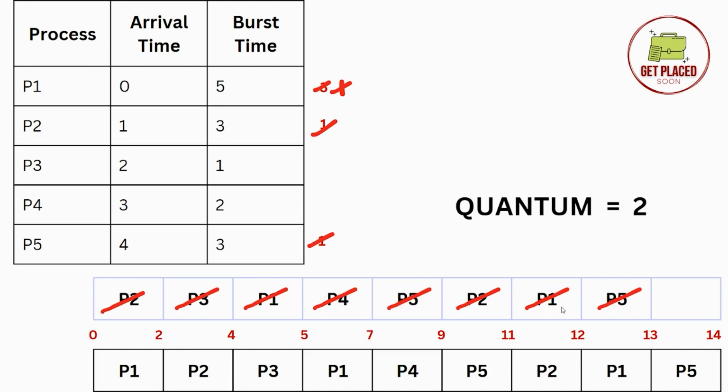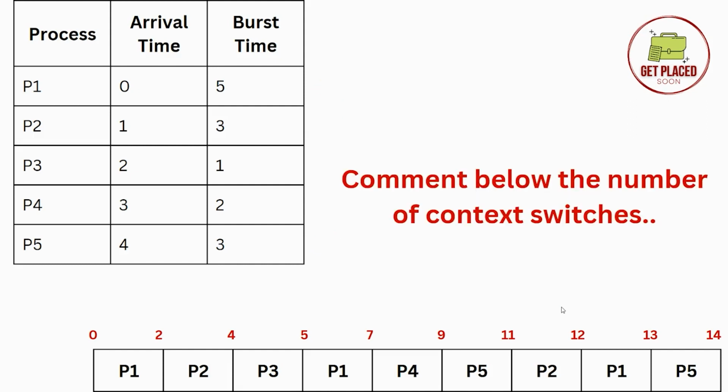So this is how we prepare the Gantt chart for this problem. I hope you understood. If you have any doubts, make sure you comment below. Also, comment below the number of context switches that happened in this entire Gantt chart.